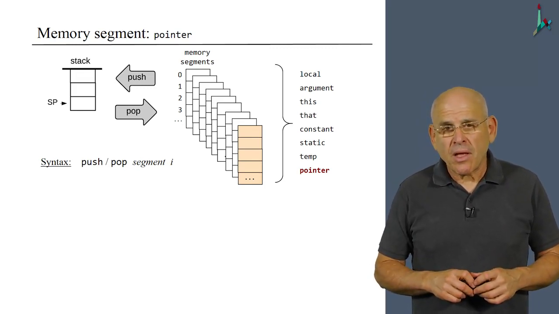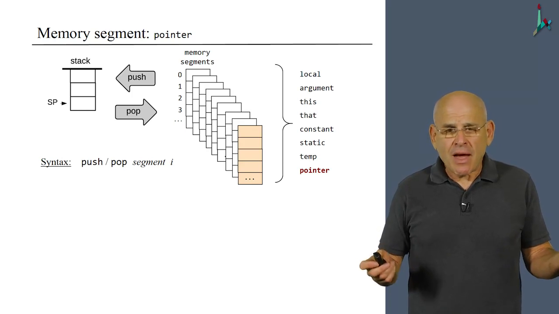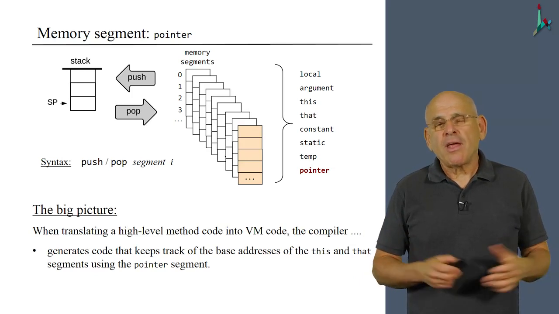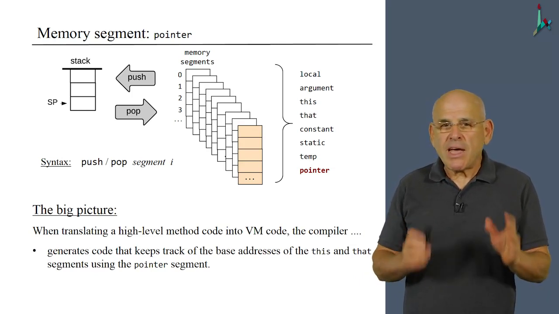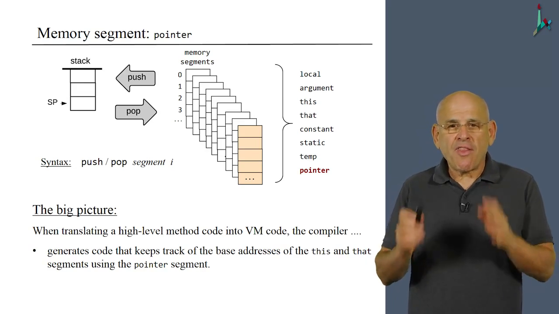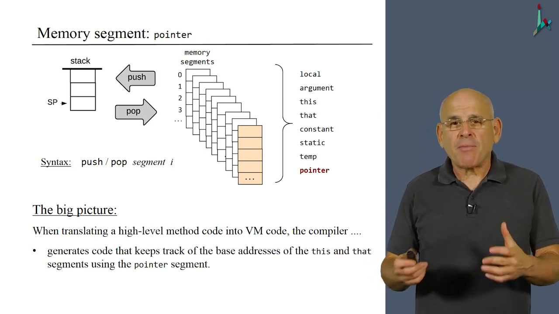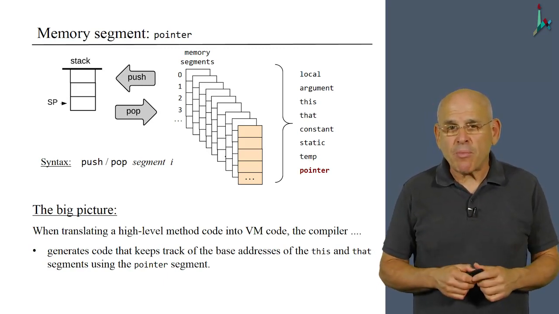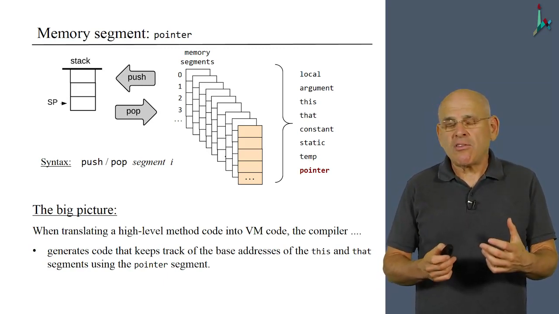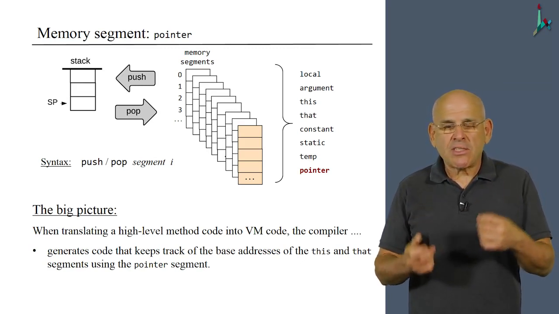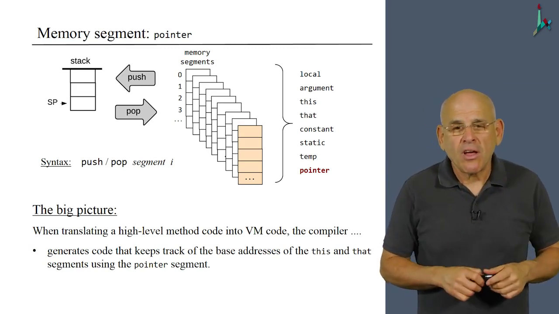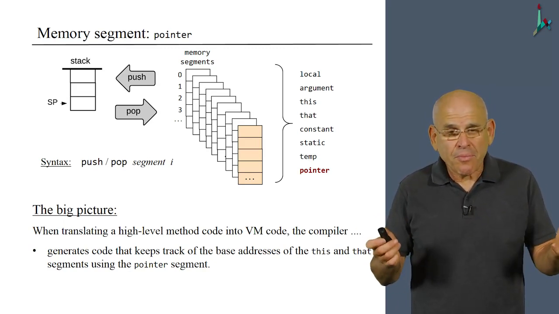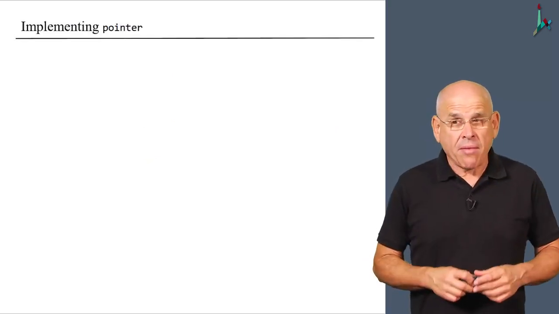So first of all, where does this segment come from? Well, it turns out that when the compiler translates a method, it has to remember the base addresses of the this and that segments. These are the segments that represent the current object and the current array that the method may be processing. So we decided to keep the base addresses of this and that in this pointer segment, which we decided to call pointer. So here are the rules of the game.